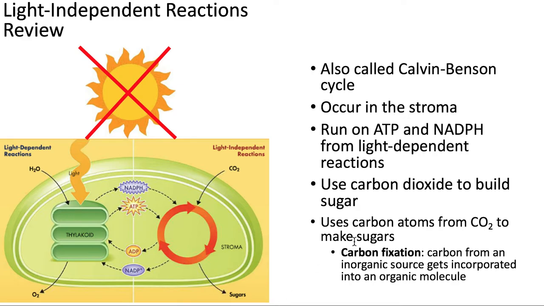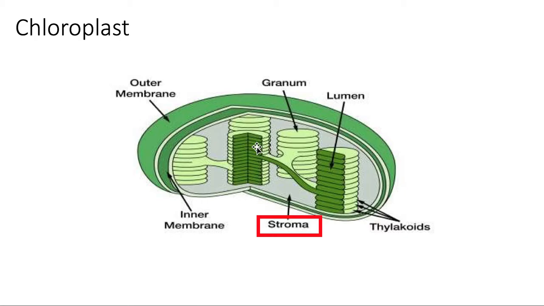The other thing you need to note is that the light-independent reactions are also called the Calvin-Benson cycle after the scientist who discovered them. They take place here in the chloroplast, and in particular, they take place in the stroma, which is that liquid that fills up the chloroplast. So that's where the light-independent reactions occur.